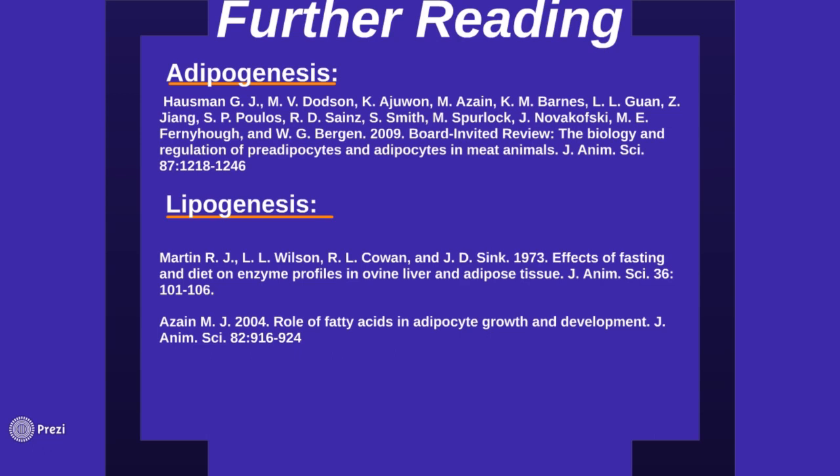Now, as far as lipogenesis, there's been a couple papers. Most of the animal science is going to care about how dietary restrictions or diet or some treatment is going to affect lipogenesis. But Azain in 2004 has a really good paper, Role of Fatty Acids in Adipocyte Growth and Development. That covers some details in lipogenesis. And Martin et al. from '73 covered some very early work on effects of fasting and how that affects the amount of those lipogenic genes and enzymes in the ovine liver and adipose tissue.